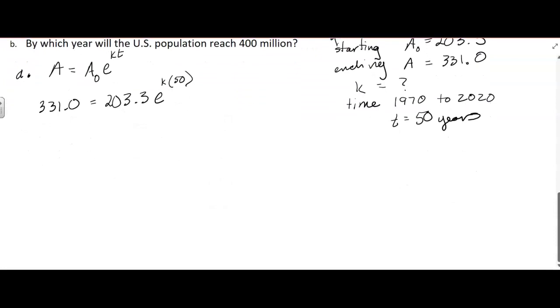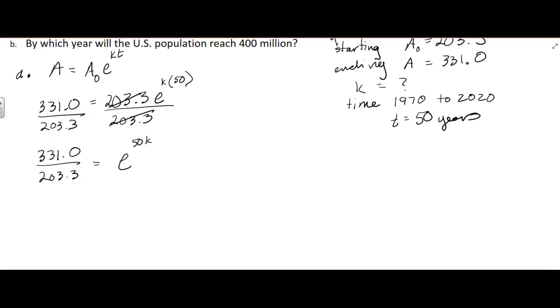Okay, how do we solve for K? First, you have to divide by the 203.3. You have to isolate the exponential part. So this goes from the last section we were talking about solving equations. Okay, so those cancel, and I have 331 over 203.3. I'm going to leave it that way. E to the, and I'm going to make this 50K. I'm trying to solve for K.